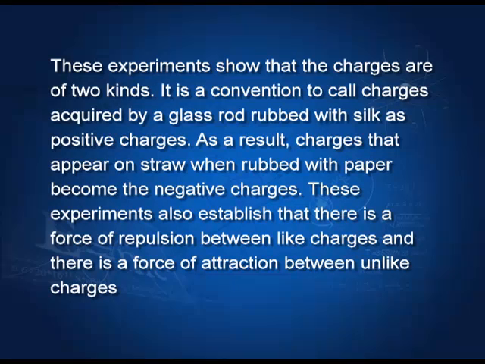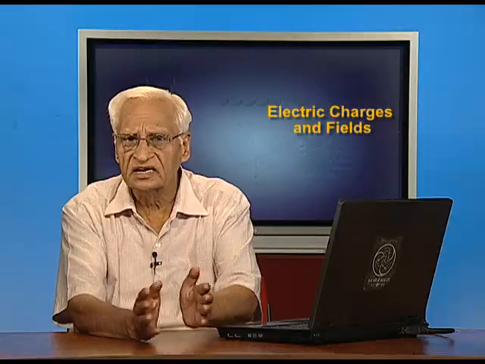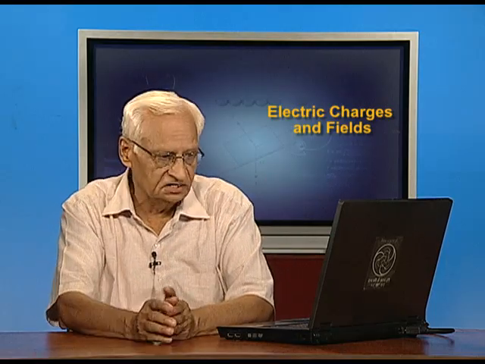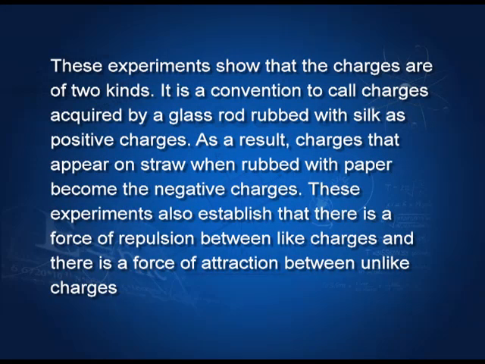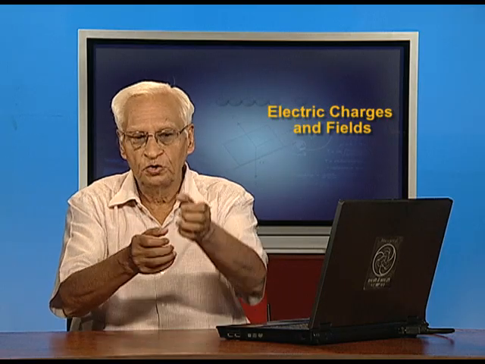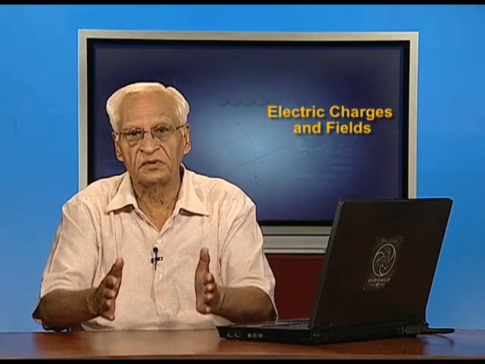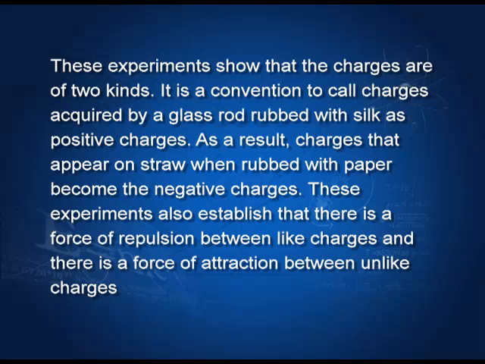One, that the charges are of 2 kinds. It is convention to call charges acquired by a glass rod rubbed with silk as positive charge. It is just a convention. As a result, charges that appear on the straw when rubbed with paper become the charges of the other kind, which is negative charges. These experiments also establish that there is a force of repulsion between like charges. That is, as I told you, if we have 2 straws charged in a similar manner, then they repel each other. So, there is a force of repulsion between charges of the same kind.